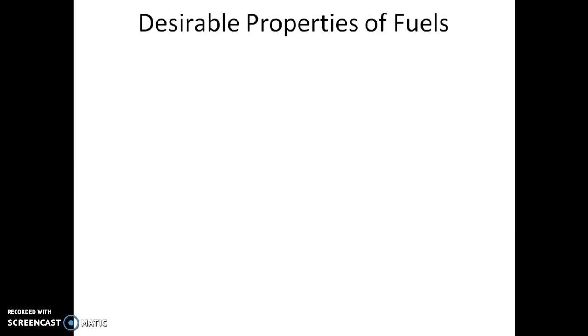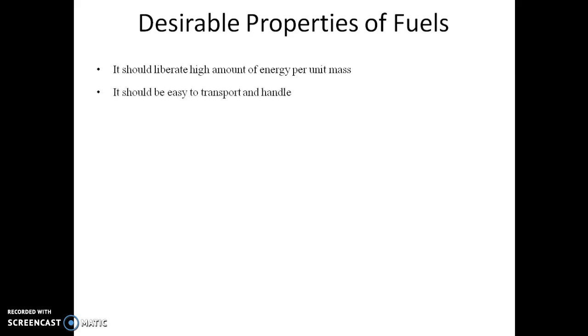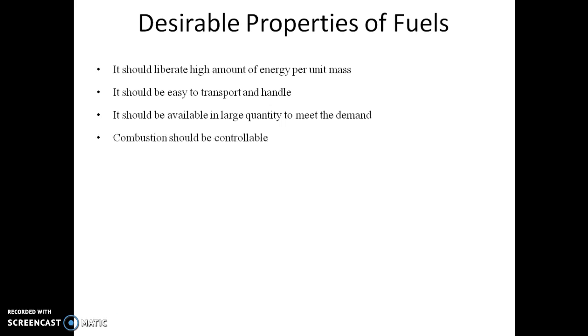Some of the desirable properties of fuels. It should liberate a high amount of energy per unit mass. That is one of the good properties of a fuel. It should be easy to transport from one location to another and easy to handle. It should be available in large quantity to meet the demand. Combustion should be controllable, which is a good property.